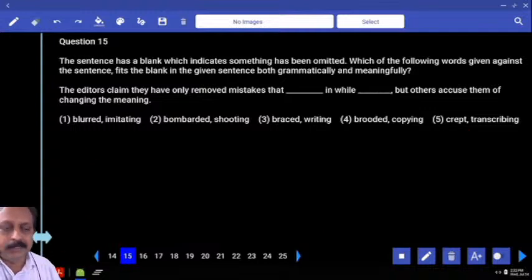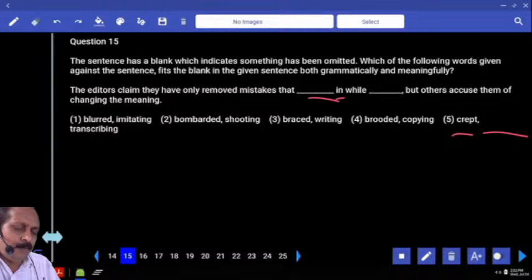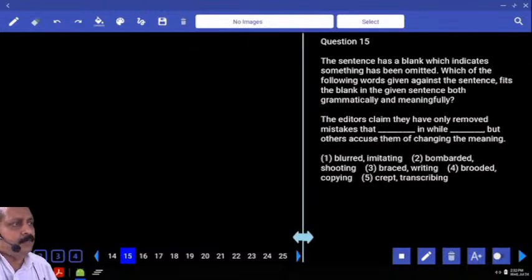I'll read the sentence. The editors claim they have only removed mistakes that crept in. It's a standard expression, creep in, crept in. Underline the preposition in. While transcribing, underline the word transcribing. I'm sure you all know the word translate. What is the meaning of the word transcribe? Imagine someone is giving a speech and someone listens to that speech and writes it down. That is known as transcription.